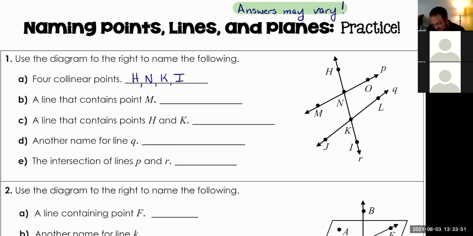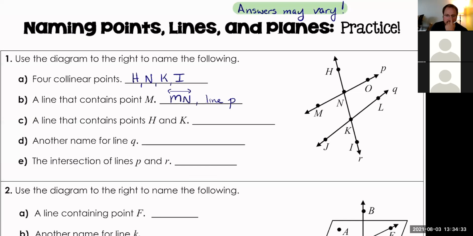Can anyone find a line that contains point M? MNO. So technically with a line, you only need 2 points. So MN. So we would denote that with a symbol. Can anyone think of another way we could? Line P. Again, remember naming lines, use a lowercase script letter. Or we could say line MO or line NO. There's lots of ways to name that one.